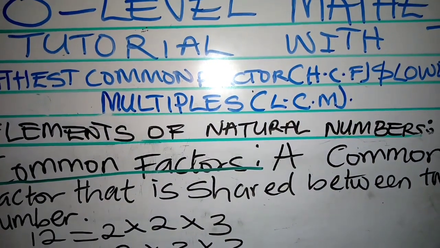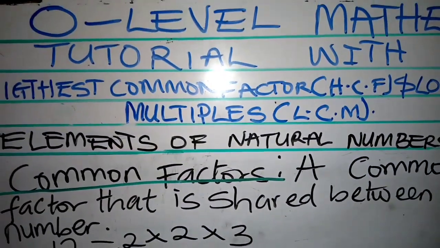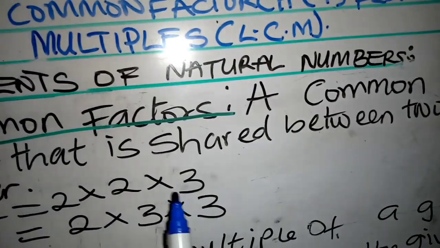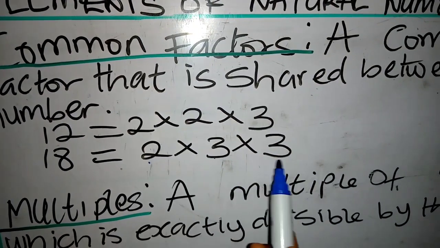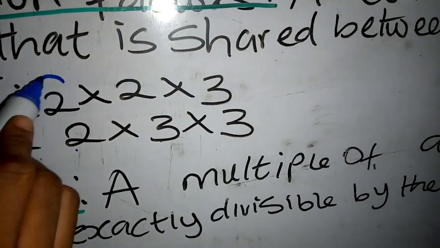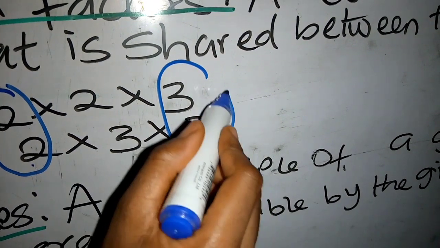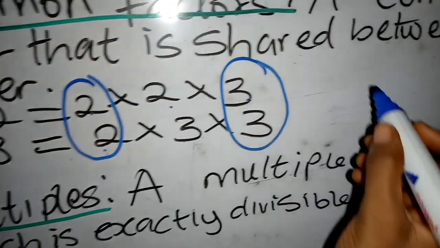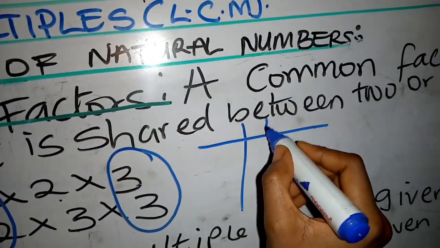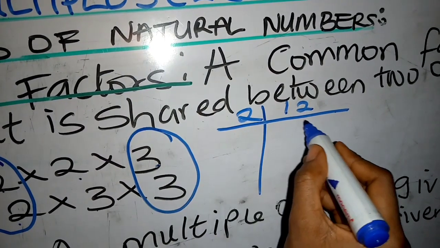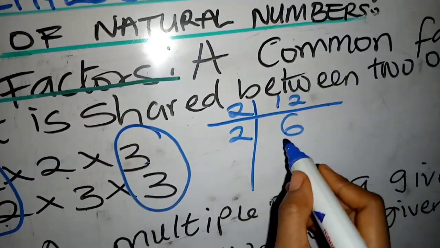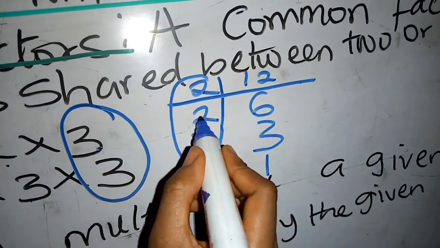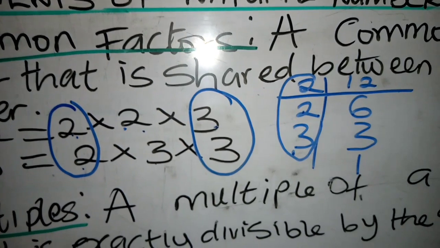Common factor. A common factor is a factor that is shared between 2 or more numbers. For example, the prime factors of 12 are 2, 2, and 3, and the prime factors of 18 are 2, 3, 3. The common factors between 12 and 18 are 2 and 3. How did we get the factors of 12? 2 in 12 is 6. 2 in 6, 3. 3 in 3, 1. So the factors of 12 are 2, 2, and 3. That's why we write 2, 2, and 3.